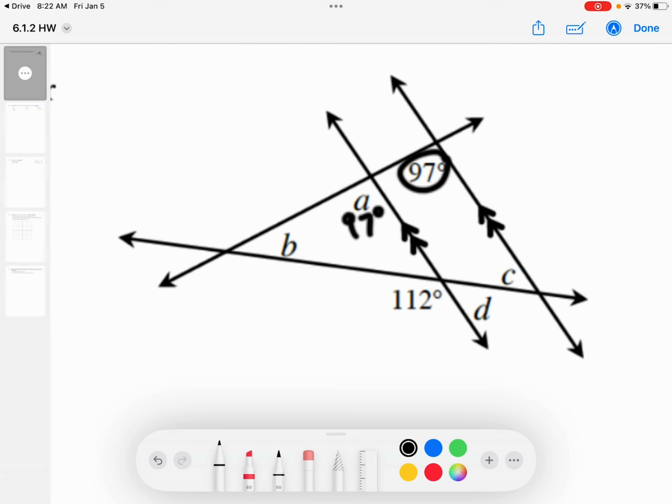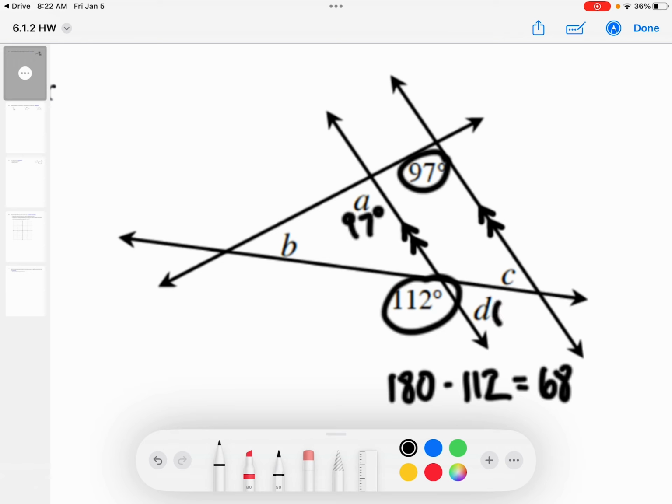Okay, let's look at maybe down here at this angle, 112. So I notice together 112 and D make a straight line. Together they are supplementary. So 180 minus 112 is, let's see, 68? Yeah, 68 degrees. So D is going to be 68 degrees.